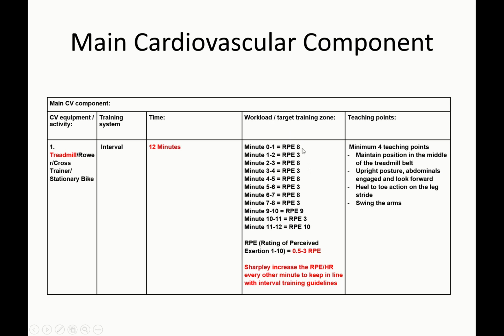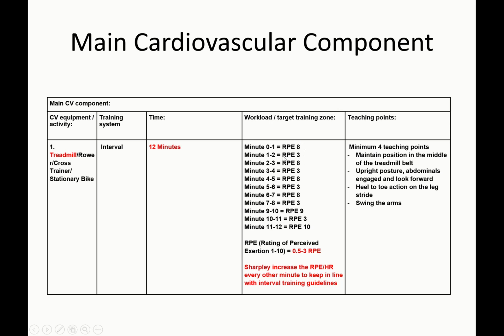Now, of course, this is going to be different for different people. So in terms of an absolute speed on the treadmill, that's going to differ depending on your client's fitness levels. So we're going to work that for the first minute on an RPE of 8 out of 10, and then for the next minute we go from a running or even sprinting motion into a walking motion for minute 1 and 2.